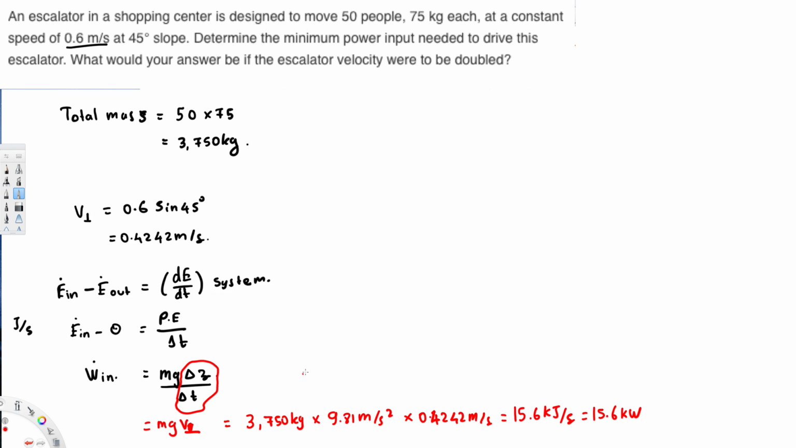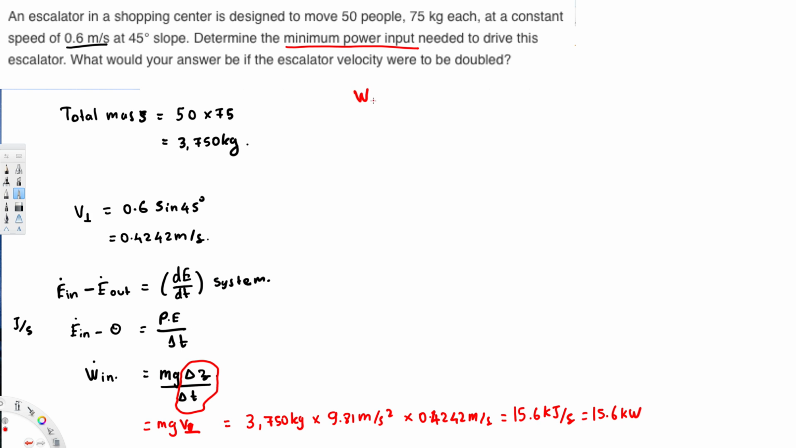And that's the first question, right? The first question is asking to determine the minimum power input needed, and that's what we calculated right here. And the second question is asking what would your answer be if the escalator velocity were to be doubled. So we are going to use the same equation.